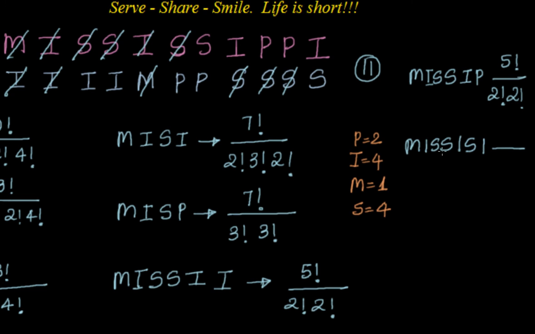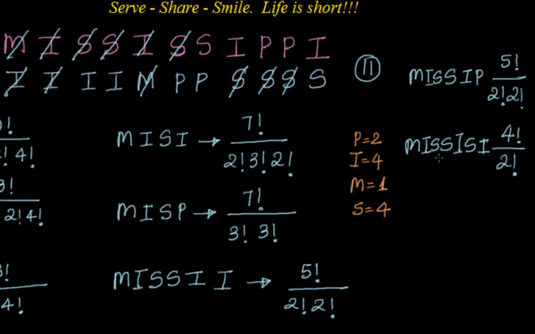Total 7 slots are already fixed. That means we have to take care of 4. That is factorial 4 divided by... 3 S's are there, 3 I's are there, that means no repetitions with I and S. But there are 2 P's to be taken care of, which is nothing but 2 factorial. That is factorial 4 divided by factorial 2. Now let's go to the next one.